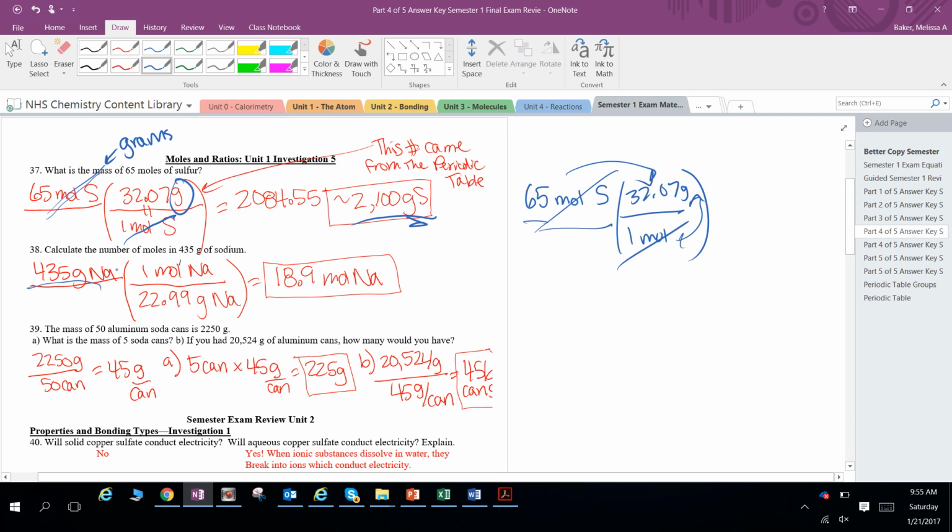You're starting with grams. How many moles worth of sodium atoms do you have if you've got 435 grams? Well, 1 mole is about 23 grams, so you've got a lot more than 1 mole. You've got 435 divided by 23 about, so you've got almost 19 moles of sodium. Again, grams and grams cancel out and you're left with moles.